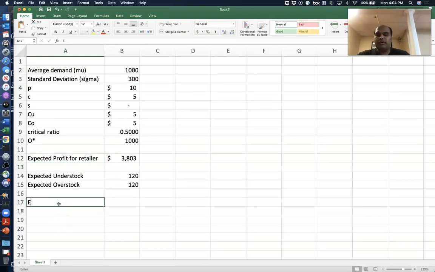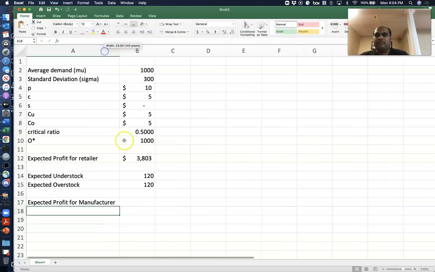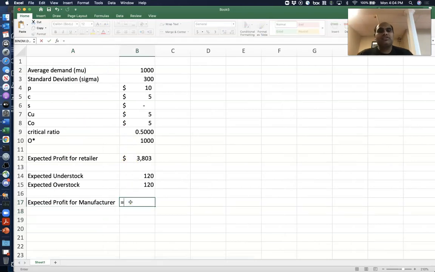Now let's calculate the expected profit for the manufacturer. Right. So if I calculate the expected profit the manufacturer is going to make, they're making the disc at $1 and they're selling it to the retailer at $5. Right. So they are making a profit of $4 for each of the discs, because they are making it for $1 and selling it for $5 as far as the manufacturer is concerned, and they are doing that with the same number as the order quantity.